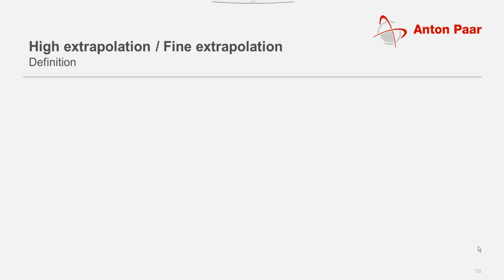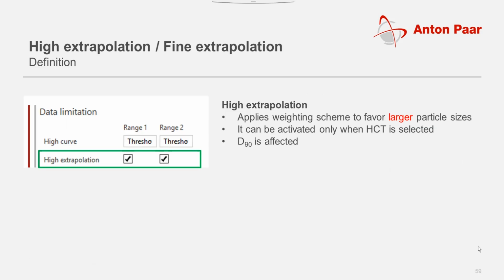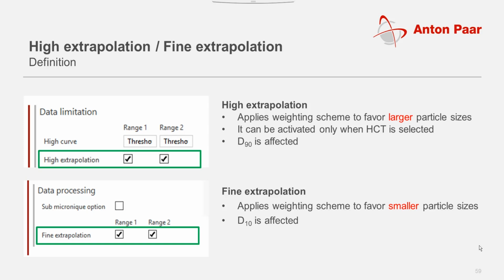The last two parameters I will talk about are the high and fine extrapolation. There are also range-specific parameters. High extrapolation is used when large particles have to be favored. Therefore, D90 is mostly affected. It can be activated only when a high curve threshold is selected. It cannot be applied when high curve cut is on. Fine extrapolation is used when small particles have to be favored. In this case, D10 is affected.